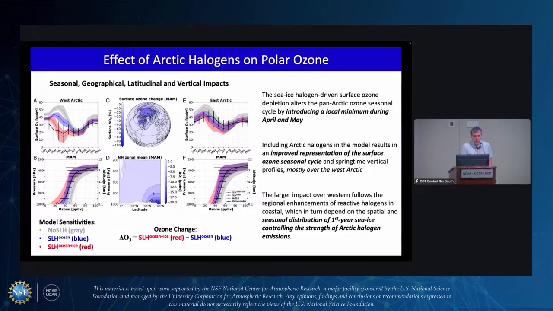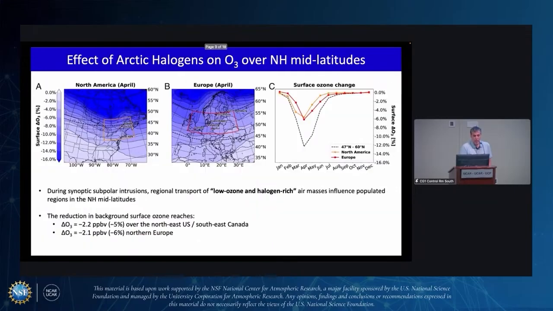In the central panel, we can see the surface ozone percentage change and the latitudinal variation of the ozone change. We can see that there is a pronounced latitudinal gradient, which can affect regions in the northern mid-latitudes. And that's what we zoom in on in this next slide.